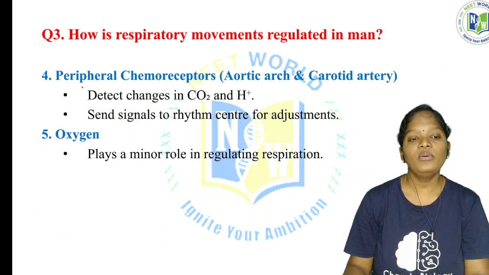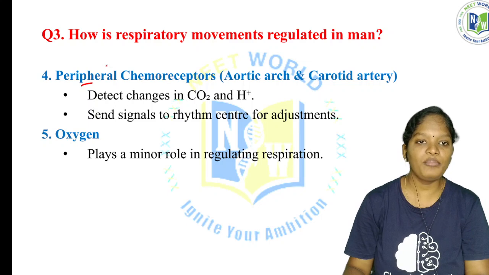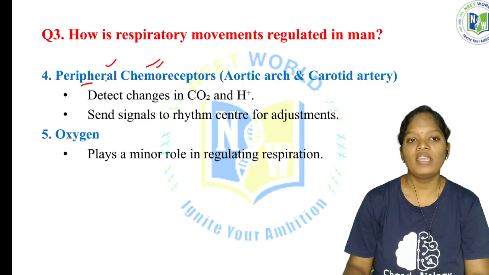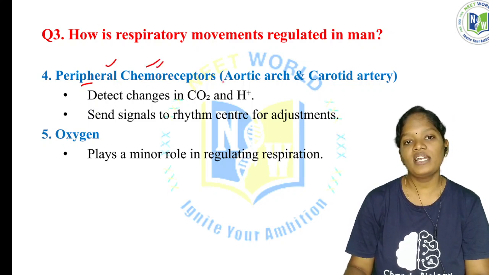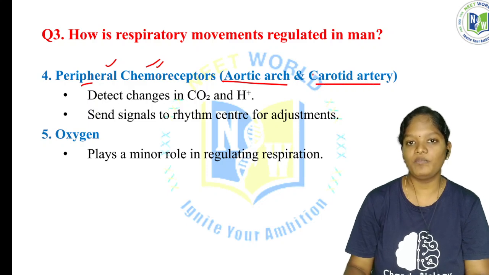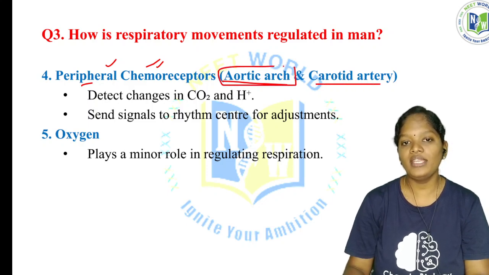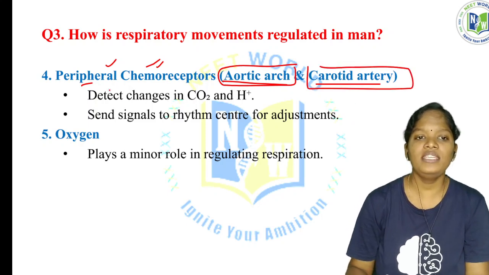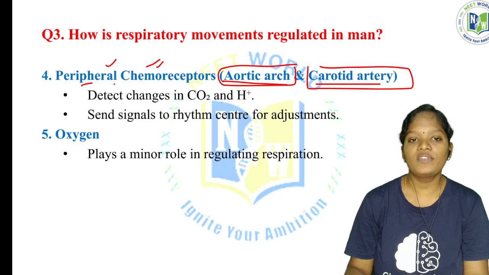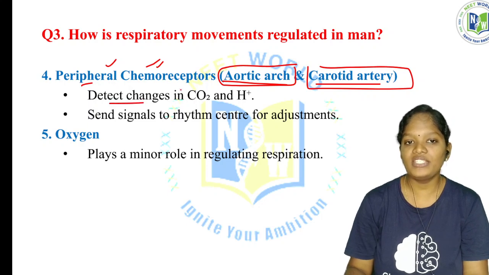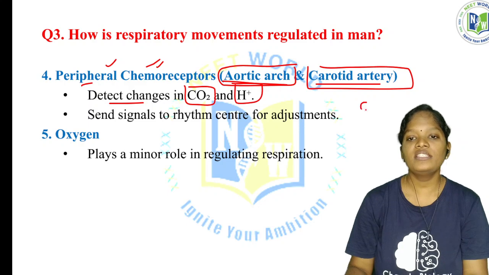Okay, so now the fourth important thing will be the peripheral chemoreceptors. Peripheral chemoreceptors are nothing but the aortic arch and the carotid artery. Okay, aortic arch and the carotid artery. See, these peripheral chemoreceptors detect changes in the carbon dioxide and H plus.